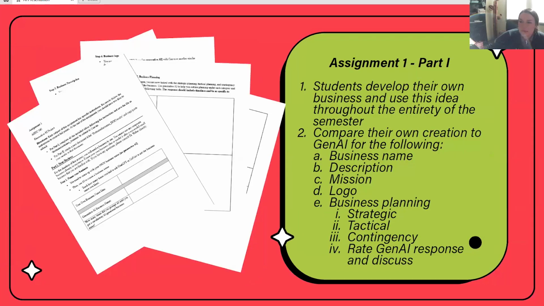But for their first assignment, I really wanted to go through the finer details of how I implemented it with the Hear from Peers session, because that was most helpful for me to generate ideas of how I could apply it in the classroom. Ultimately, the assignment started with students coming up with their own business idea. They had this business idea and they used it through the entirety of the semester.